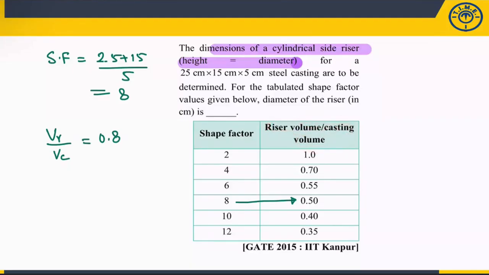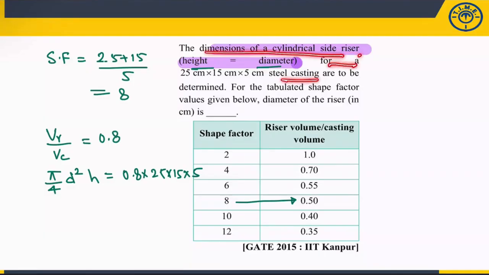Now, volume of casting you can easily calculate, and the diameter of riser you have to calculate. Volume of riser is pi by 4 d square into h, 0.8 into 25, 15 into 5, and d and h are equal. They have clearly mentioned the cylindrical side riser, but they can frame the question as the dimension of cylindrical side riser for a steel casting.